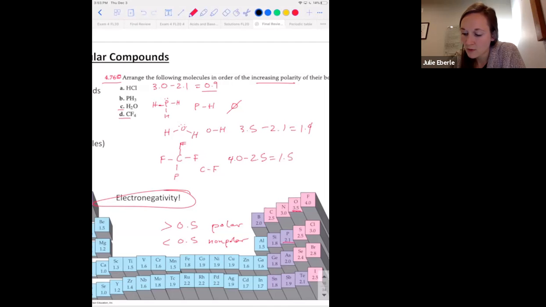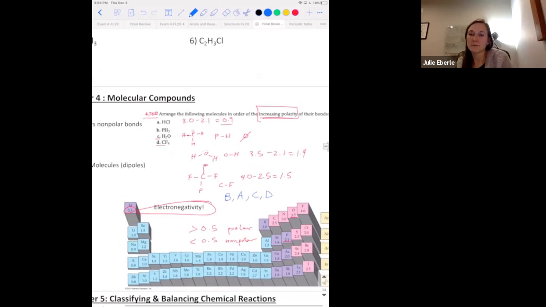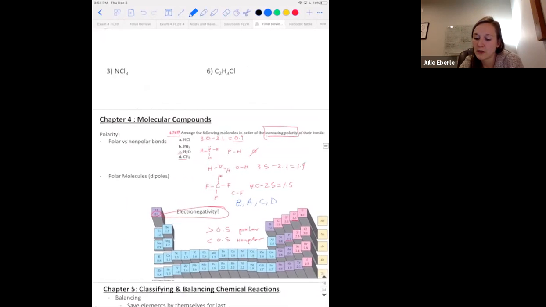So now it says order them in increasing polarity. Start with the least polar, order them to the most polar. So what you should have, A is the least polar, HCl. So it should be A. Oh, wait, sorry, B. B is 0. B and then A, and then C and then D. Okay? So that's how you do that problem. So that's a good little review on bond polarity.